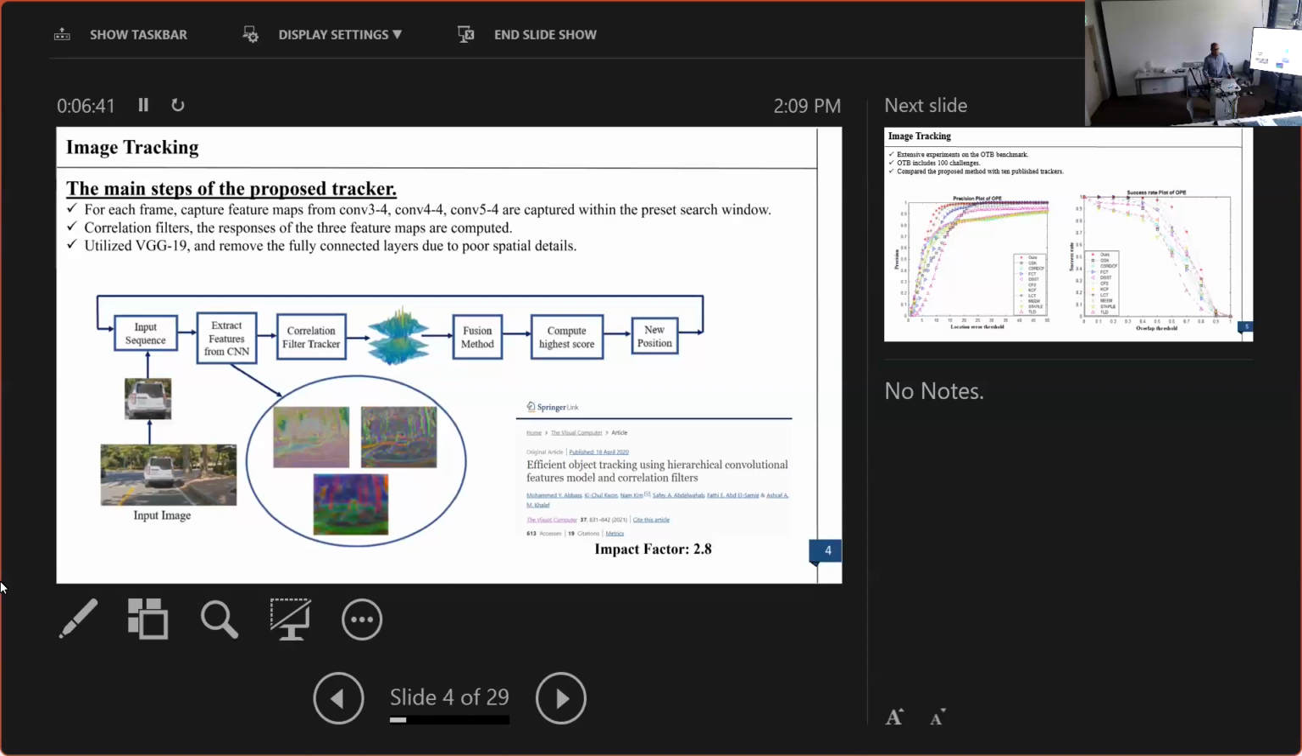I utilized a correlation filter, which is a very popular algorithm for tracking. But as a first step, I utilized VGG19 to extract several feature maps. Based on those feature maps, I fed them to the correlation filter to calculate the best position in coming frames. And I got good results, and I published in the journal Visual Computer, which belongs to Springer, and it has an impact factor of 2.8.